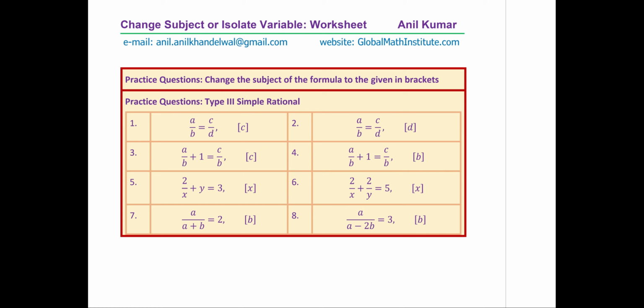Now let us continue with type 3, which is simple rational expressions. How do we isolate a variable, or change the subject, when we are given rational expressions as shown here? Here we have A over B equals C over D. We need to isolate C. So the strategy basically is cross multiply.